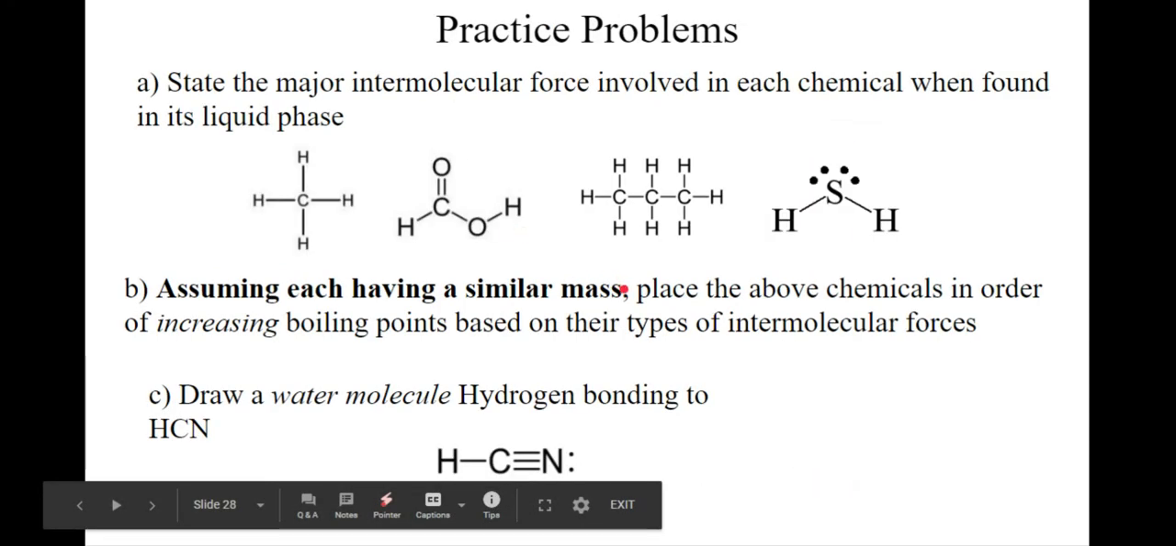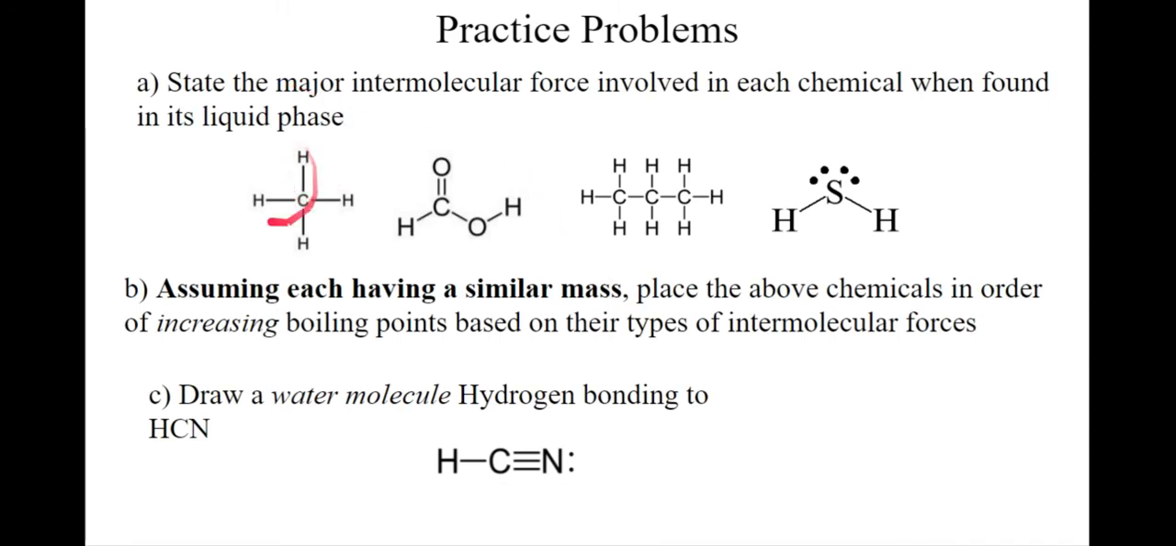So to finish up today, let's practice. We want to state what the intermolecular forces are, and then, assuming they have similar mass, what would be the order of increasing boiling points based on the different types. So we look at methane, it's very symmetric. There are no polar bonds, so it's nonpolar. So just by saying nonpolar, we automatically know this is a London dispersion force.